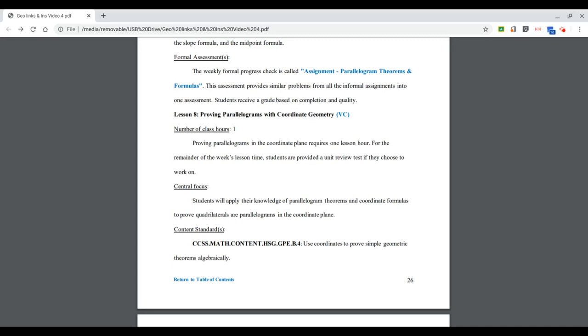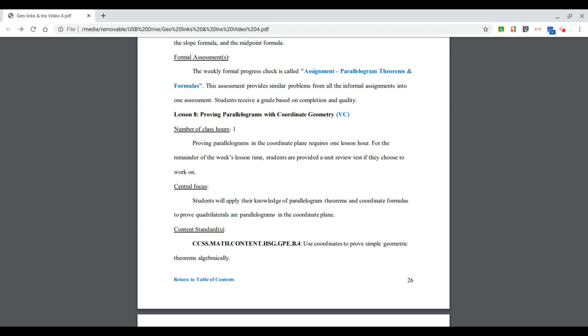This is lesson 8, proving parallelograms with coordinate geometry, located in chapter 3. This class is only estimated one class hour because that is all the requirement for new material. It's the last topic of the unit, so the remainder of the week is for unit review, which the students may choose not to do if they so choose.